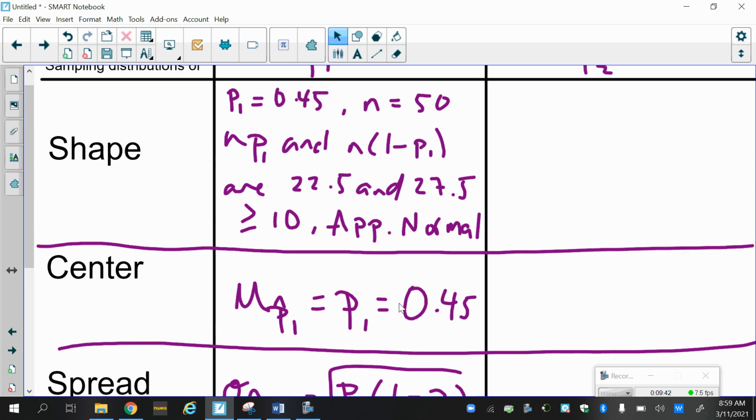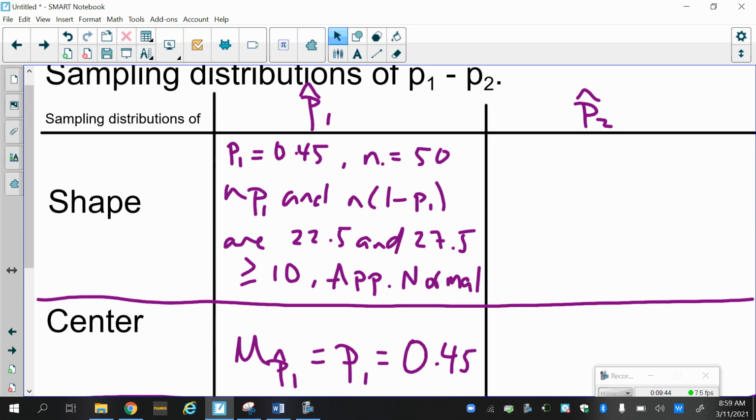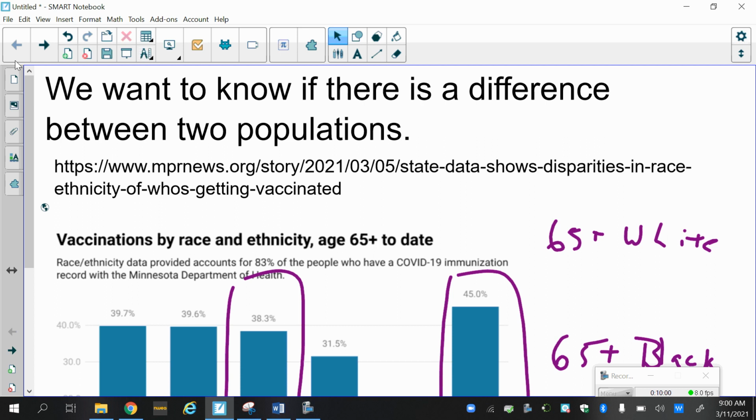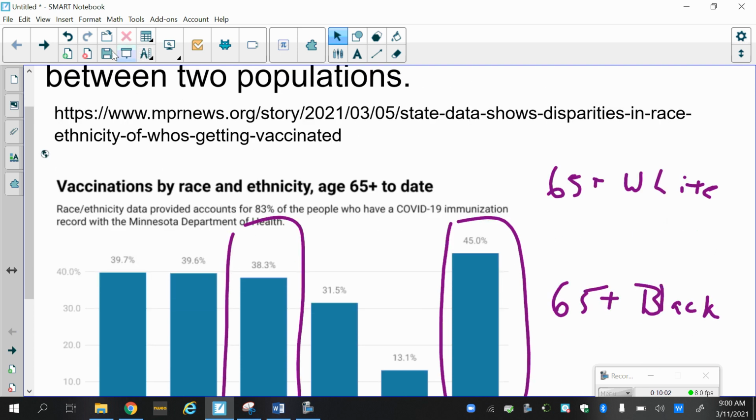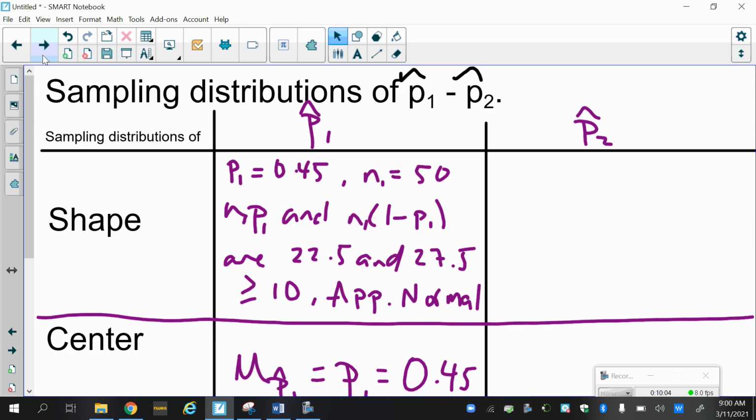Okay, let's actually call this n1 because that is different from the sample size that we will get in our second sampling distribution. So for the second sampling distribution, same thing, except now the true proportion p is 0.383, and we are taking a sample of size 40.